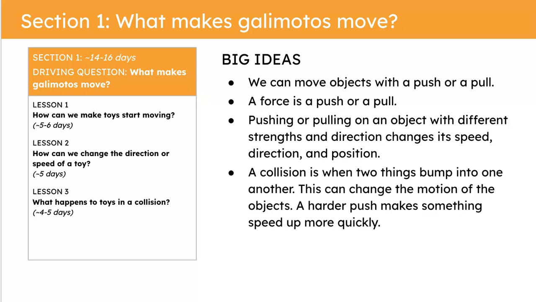Through the storyline in Section 1, students gain an understanding of these standards-based big ideas. We can move objects with a push or a pull. A force is a push or a pull. Pushing or pulling on an object with different strengths and direction changes its speed, direction, and position. A collision is when 2 things bump into one another. This can change the motion of the objects. A harder push makes something speed up more quickly.